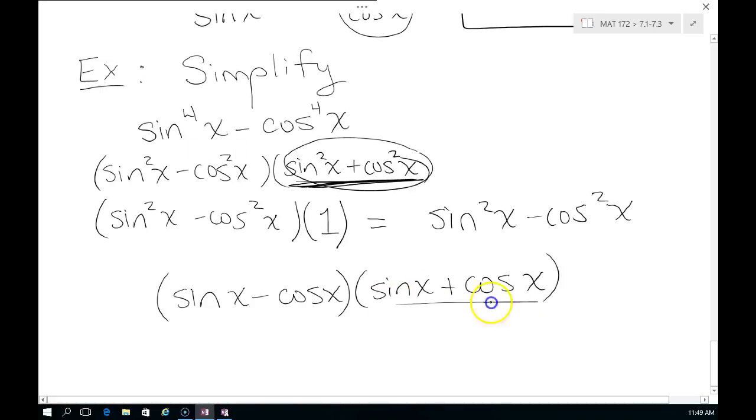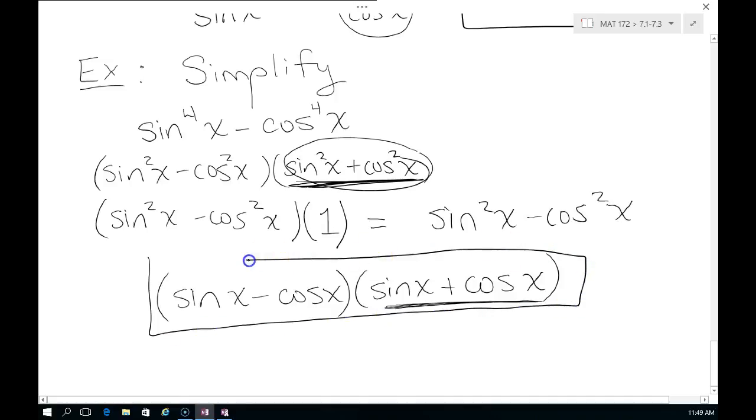Now this one is not a Pythagorean identity. Pythagorean identities will always have squares in them. So this is really as far as we can go. So we were able to take out that piece right there with a Pythagorean identity.